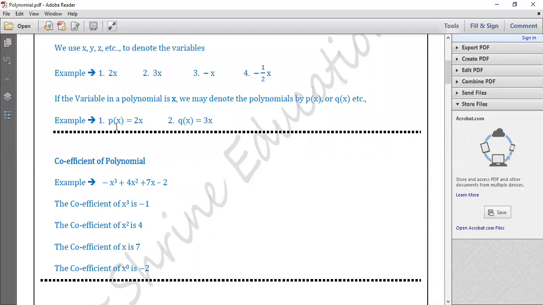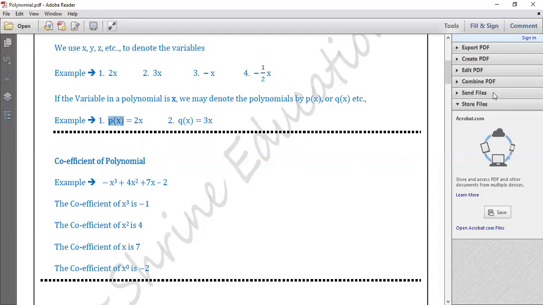Okay, and then if the variable in the polynomial is x, say for example the variable is x, we can denote the polynomial by p of x. Polynomial, a short form is p of x. So the variable in the polynomial is shown as p of x, or it can be denoted like q of x, whatever. The example I have given: p of x is equal to 2x, and the second one I have given as q of x is equal to 3x.